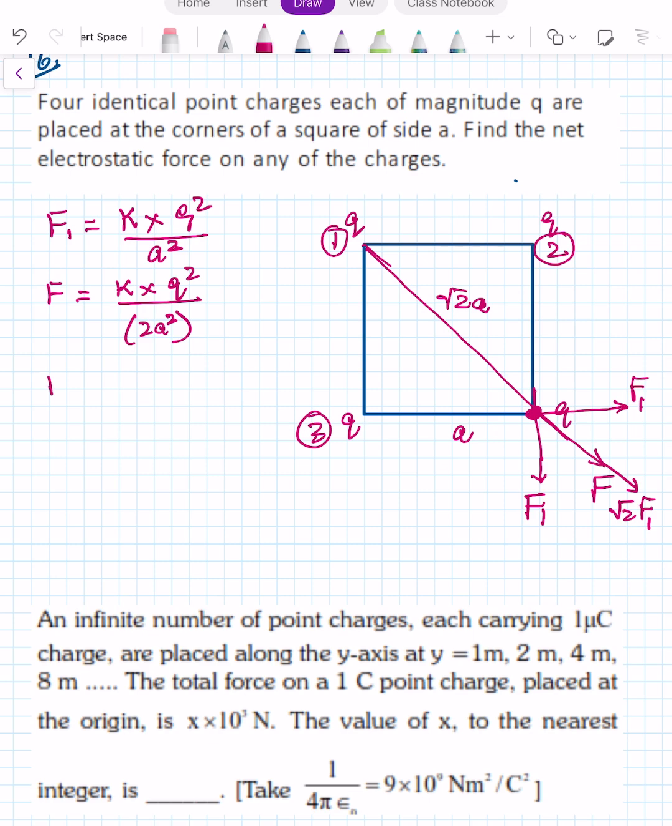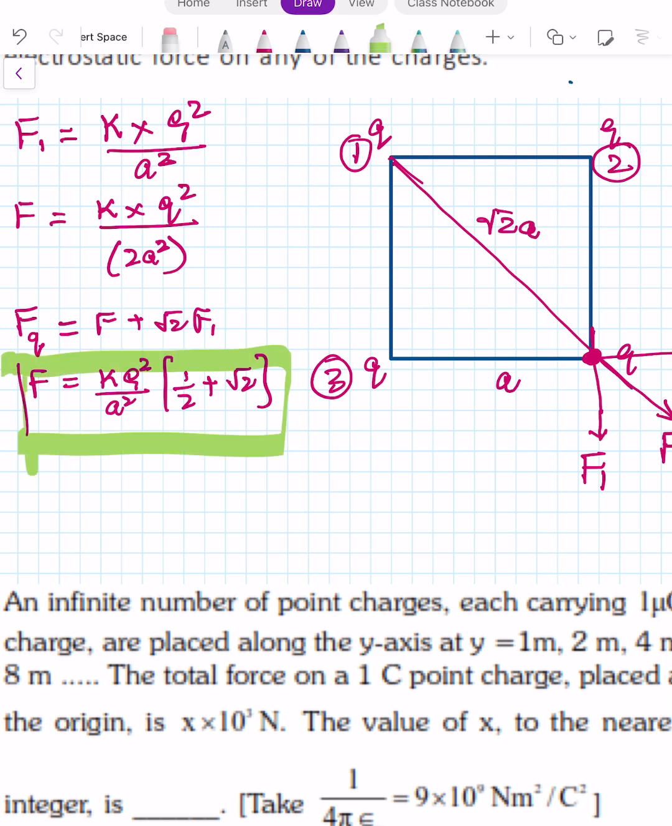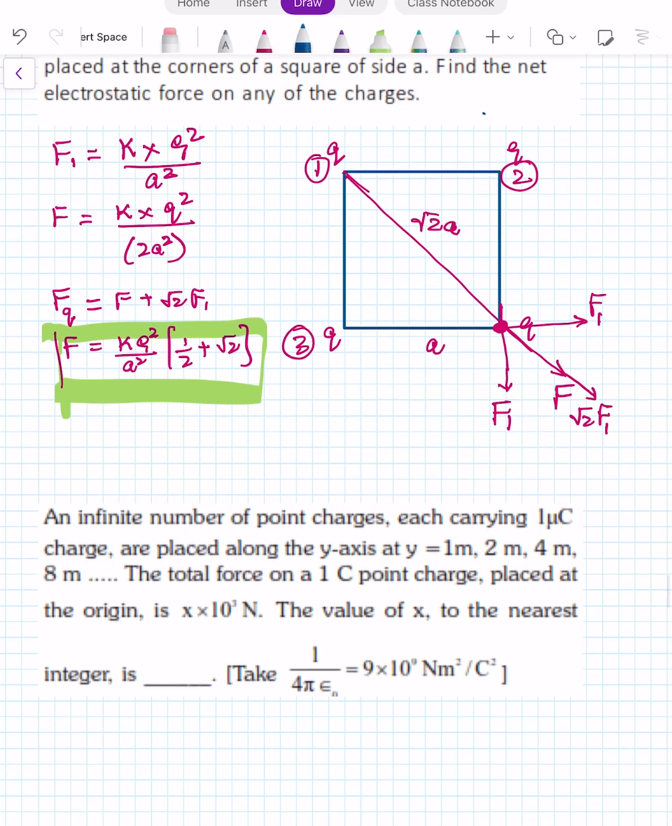So the net force experienced by a charge at any of the corners is F plus root 2 F1. And this F, you can add it, k q square upon a square common, 1 upon 2, plus root 2. So this is the net force experienced by a charge placed at any of the corners. Right? Now let's move to the next question.